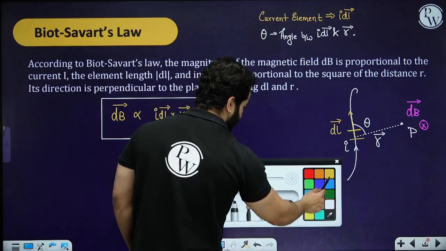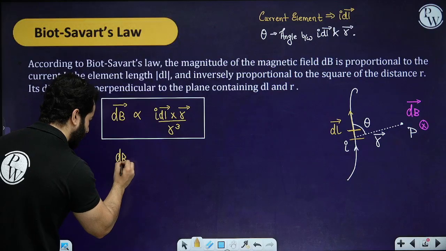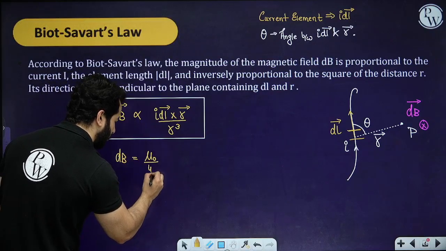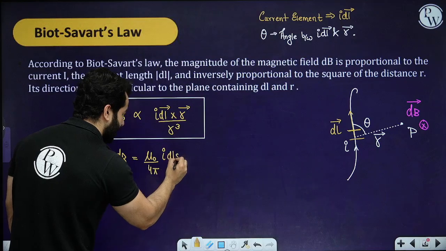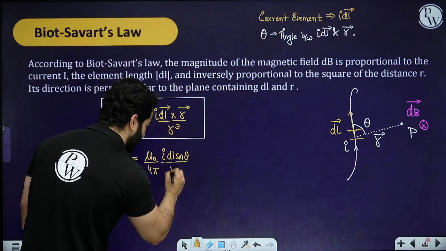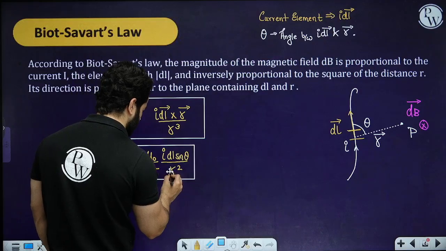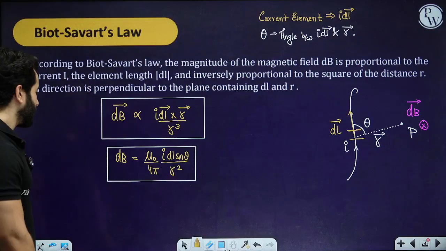Now let's move on and write the normal scalar form for this. The scalar form will be written as, first of all, the proportionality constant, which comes out to be mu naught upon 4 pi. This will be I dl sine theta. One of the r can be cancelled out and this will become r square. So this is the scalar form, nothing to worry about.